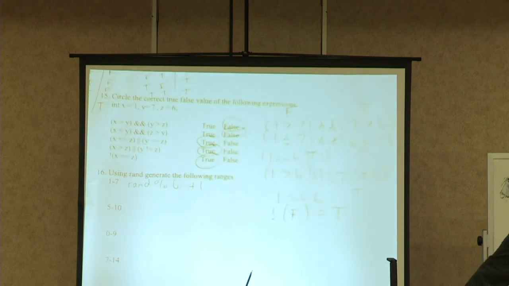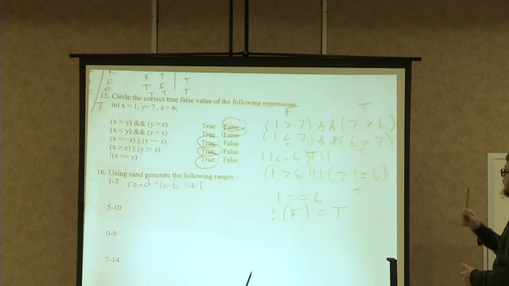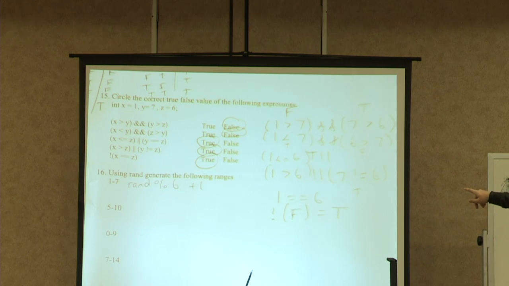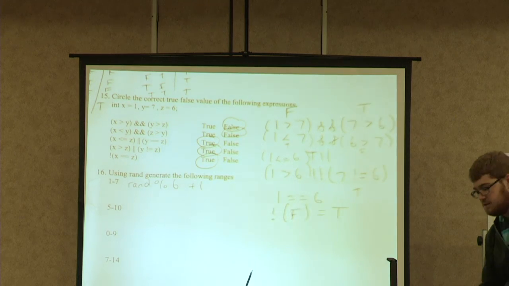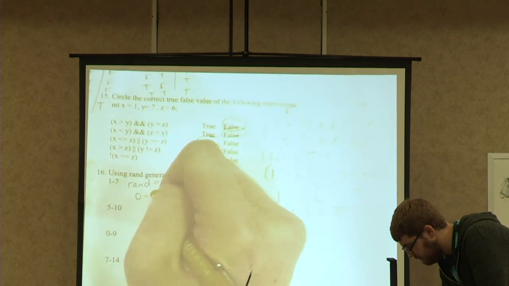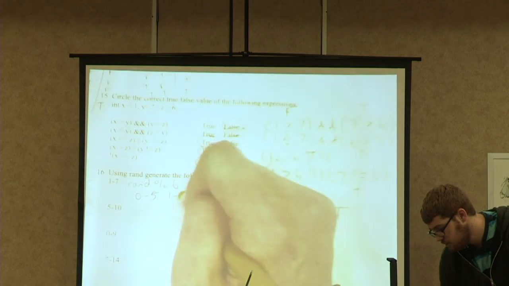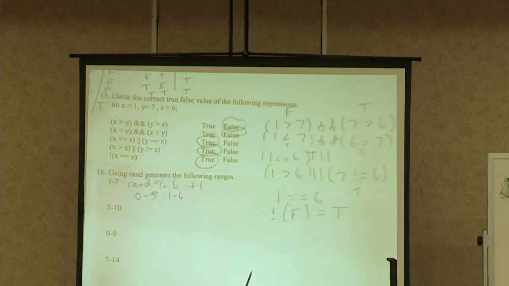Okay. So rand mod 6 would give you what ranges? 0 to 6. Wait, so it's percent sign instead of mod, it'd be 0 to 5. Yeah. So rand 6 would give you 0 to 5. And then plus 1 would only give you what? 1 to 6, right? So what would you do to change that to make it correct?